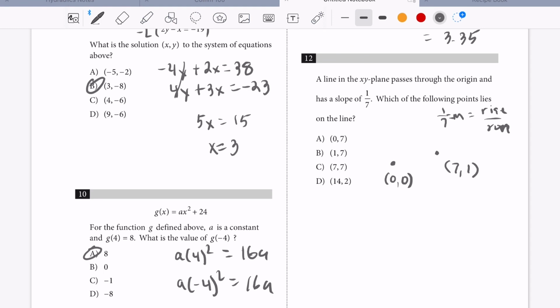And if we go up 1 more and over 7 again, that's going to give us a coordinate of 14, 2. And that's our answer, D.